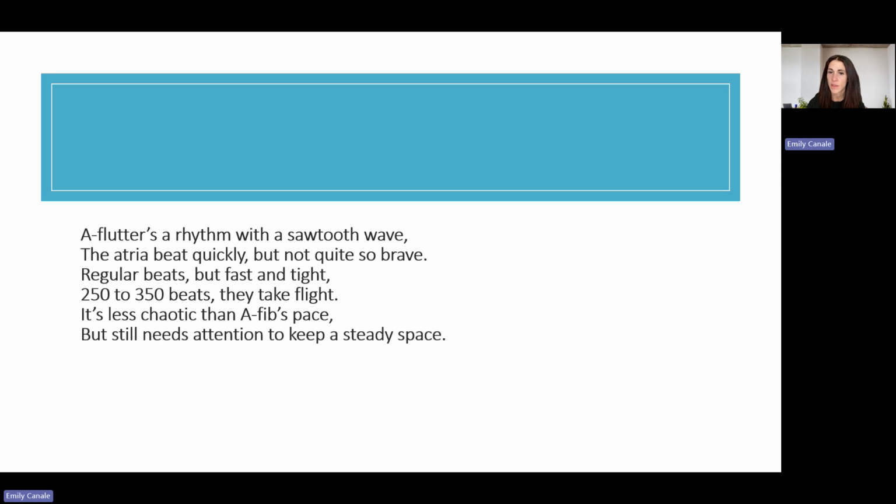A flutter's rhythm with a sawtooth wave. The atria beats quickly, but not quite so brave. Regular beats, but fast and tight. 250 to 350 beats, they take flight. It's less chaotic than AFib's pace, but still needs attention to keep a steady space. So again, we're not as worried about blood clots and anticoagulation with this.